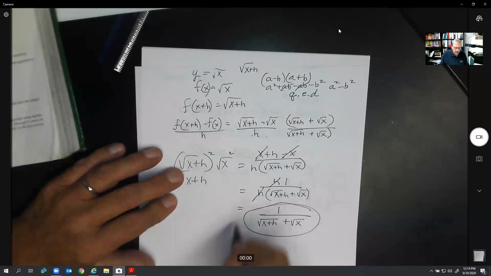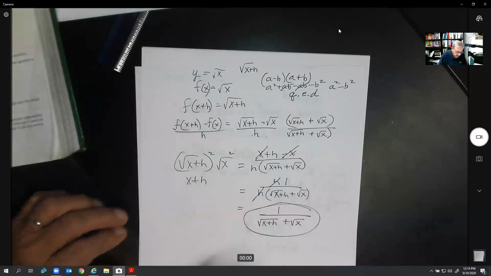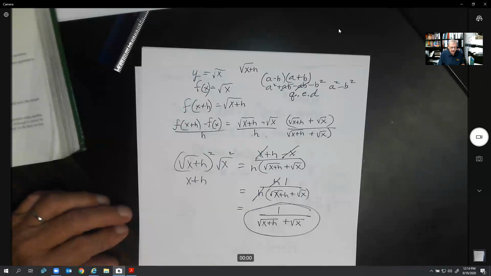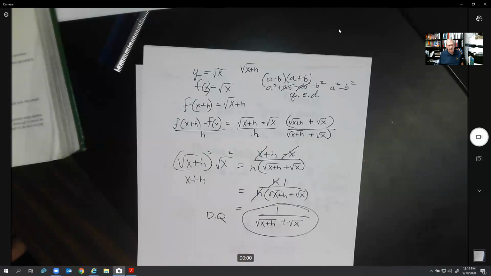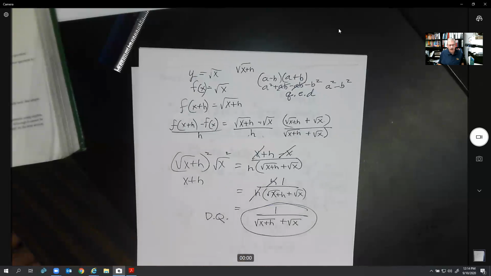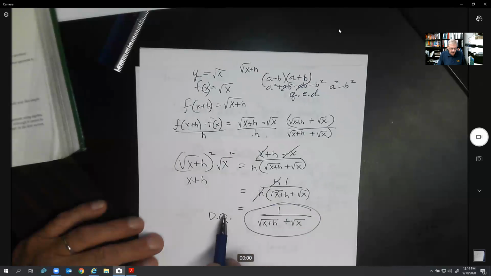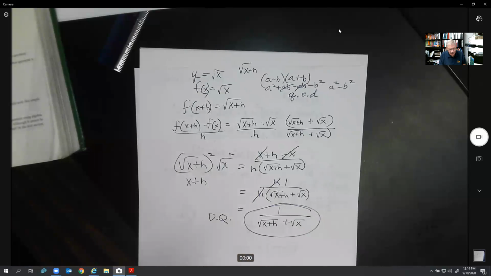Now you know what you got yourself into. And there's your difference quotient, DQ. Makes me kind of hungry doing these problems. All right, so there's your difference quotient. I hope you enjoy it. You have to practice some of these problems, because you've got to get that algebra down.